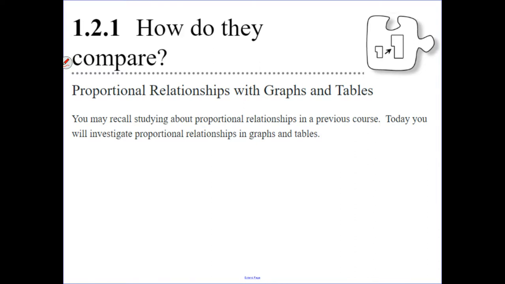You may recall studying proportional relationships in a previous course, in 6th and 7th grade. Today, we'll investigate proportional relationships in graphs and tables. Okay? So let's go into it here.